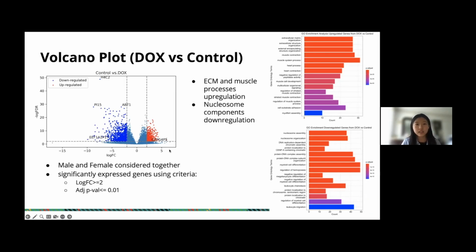We also did the same comparison looking at the dox-treated cells versus the control. Through GO enrichment analysis, we looked at each set of upregulated and downregulated genes separately. We saw that the upregulated genes in the cells treated with doxorubicin were more in extracellular matrix organization and muscle processes, while the downregulated genes participated in nucleosome components and myeloid cell differentiation.